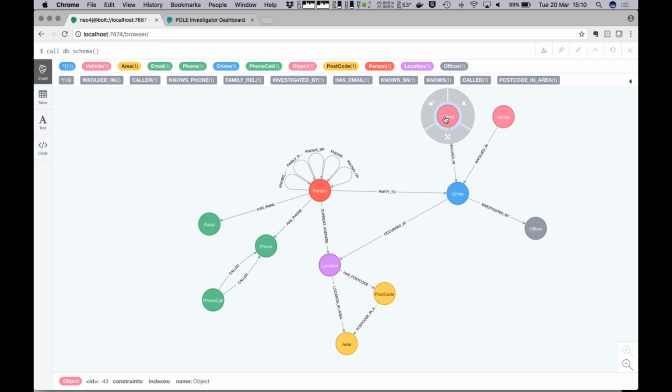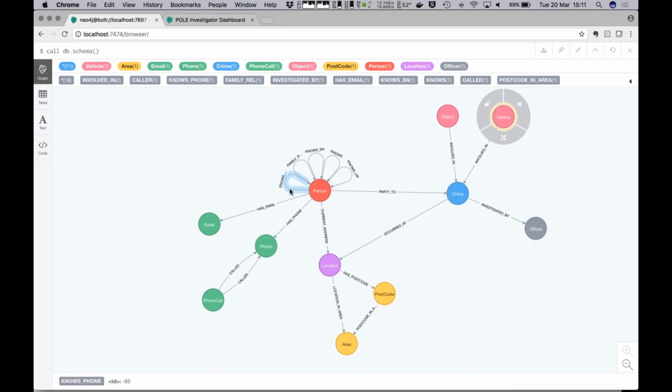So we have some generic objects, and then we have a specific vehicle type that is loaded into the database. We're probably not going to actually take a look at it during the demo, but just to give you a sense of how we might model some of the different object types. We also have phones, phone calls, emails. Locations are further broken down into postcodes and areas to allow us to group things together by nodes. We have officers in gray, so we can see who might be investigating particular crimes.